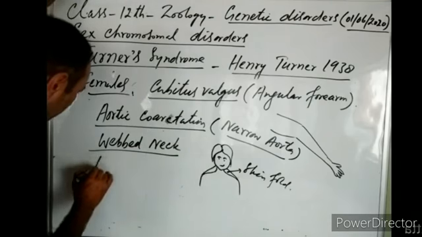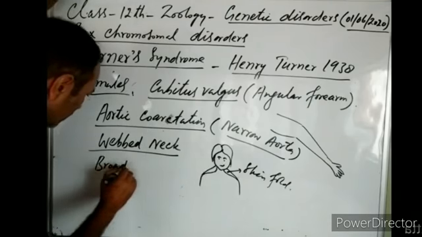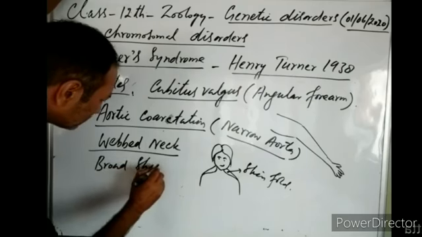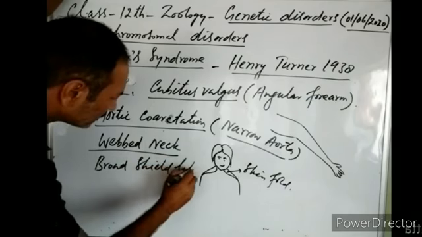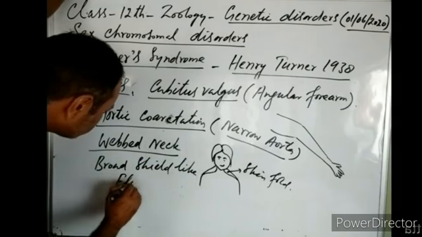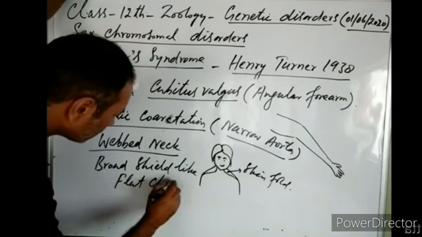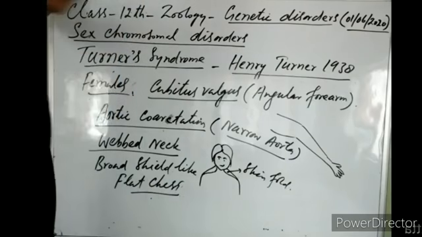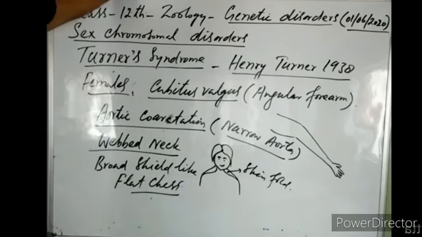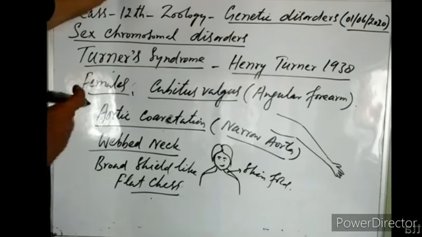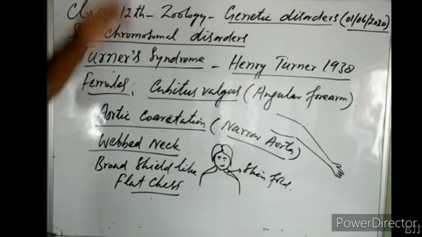They have got a broad, shield-like, flat chest. So these females have a broad, shield-like, flat chest. The anterior thoracic prominences, the breasts, are absent. They do not develop, right? So their chest becomes broad and flat, like a shield, right?